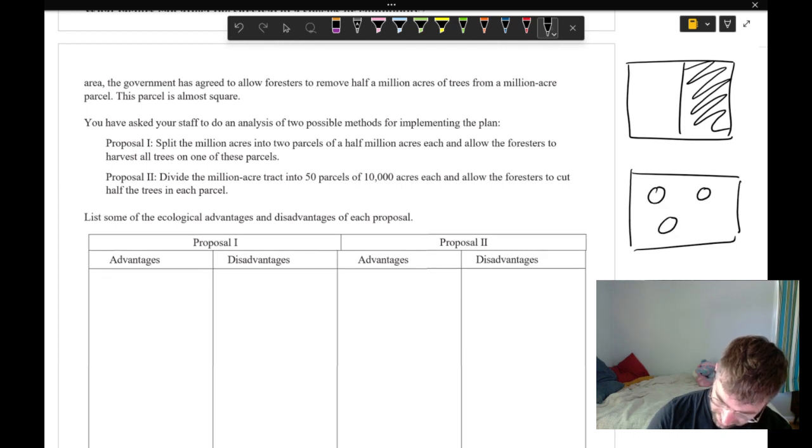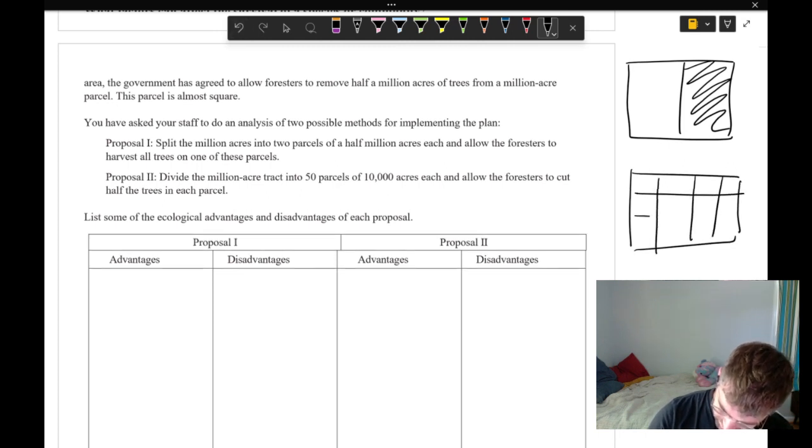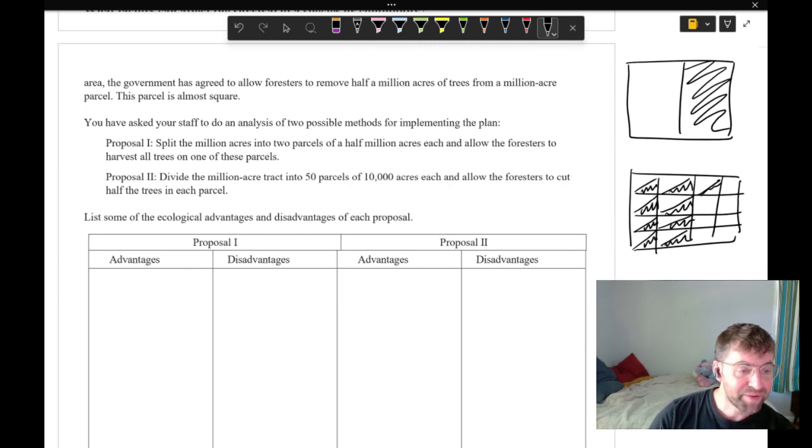So we have a bunch of parcels, or excuse me, that's not how we're dividing it. We're dividing it into many parcels and then dividing each of those parcels in half to deforest it. Perhaps like so. And I'm not going to do the rest of that. List some of the ecological advantages and disadvantages of each proposal. Please note that each proposal has many possible advantages and disadvantages, and the following are just a few of these. Okay.